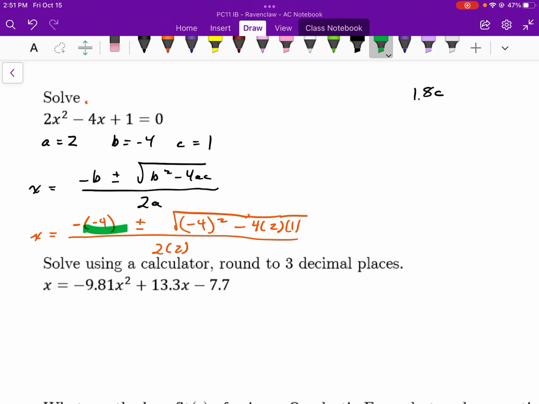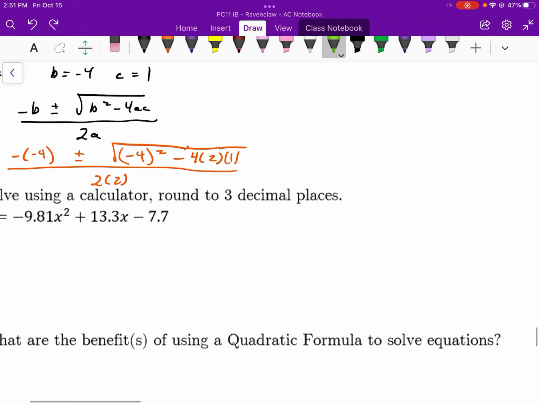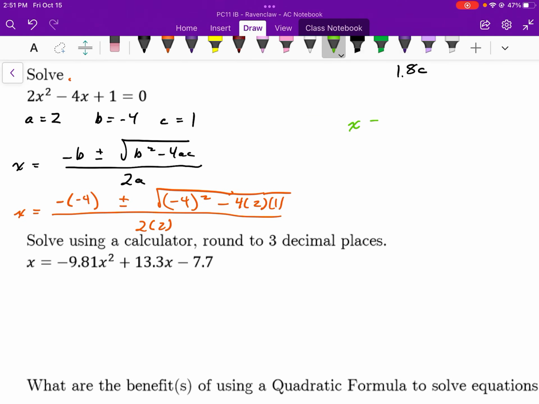So if I take a look here at this part, negative 4, pardon me, negative negative 4 is just going to be positive 4. Plus or minus the square root of negative 4 squared, which is 16. Watch out for that. Minus 4 times 2 times 1 is minus 8. All of that divided by 4. And when I'm working on this, I get 2 plus or minus the square root of 8 over 4. Pardon me, that was a mistake. Should have been 4 plus or minus the square root of 8 over 4.